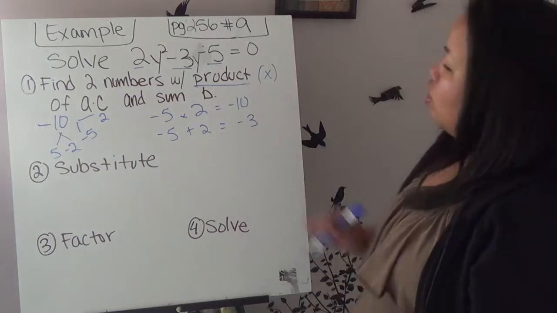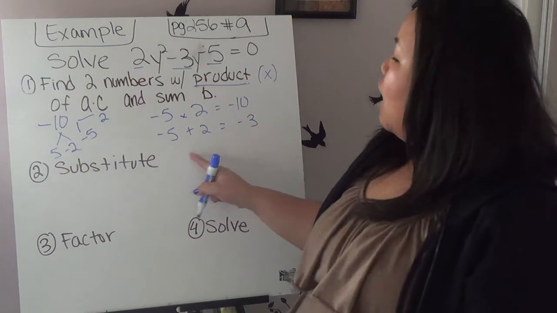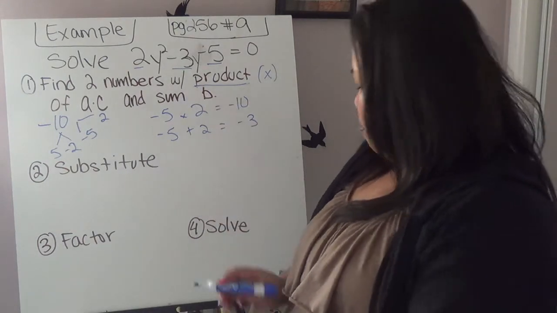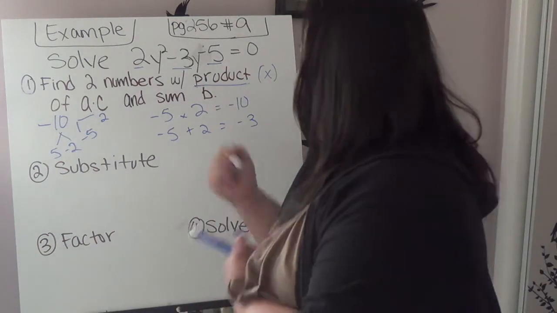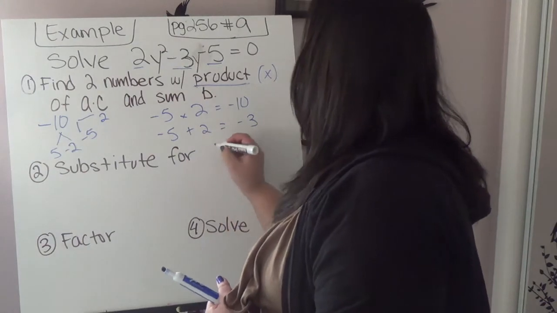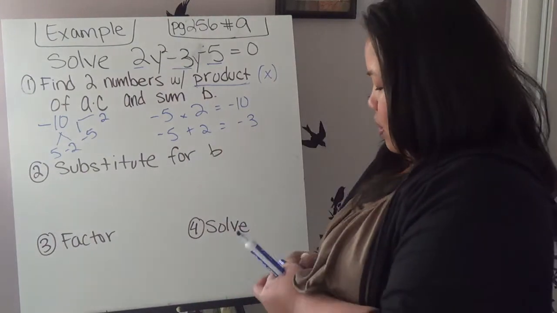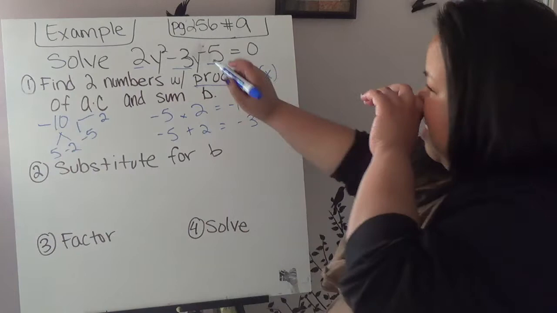So I take those two numbers and I'm going to substitute in for b. So this should substitute for b. What that means is I'm going to rewrite this equation.